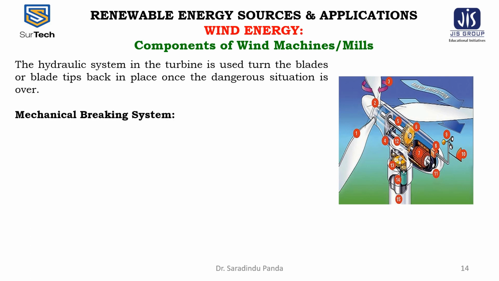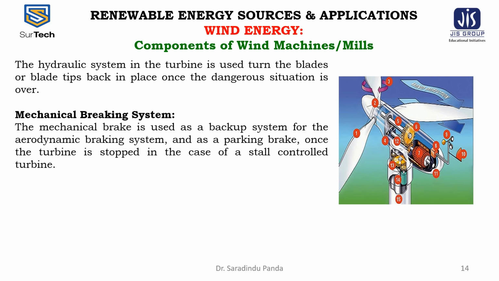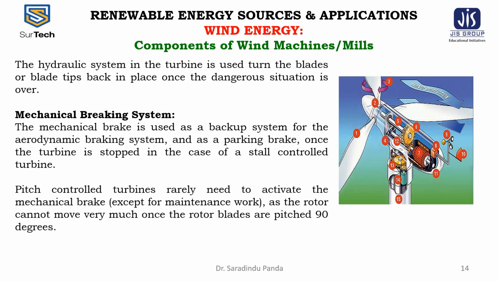The second type of braking system is the mechanical braking system. The mechanical brake is used as a backup system for the aerodynamic braking system and as a parking brake once the turbine is stopped in the case of a stall control turbine. Pitch control turbines rarely need to activate the mechanical brake except for maintenance work, as the rotor cannot move very much once the rotor blades are pitched 90 degrees.